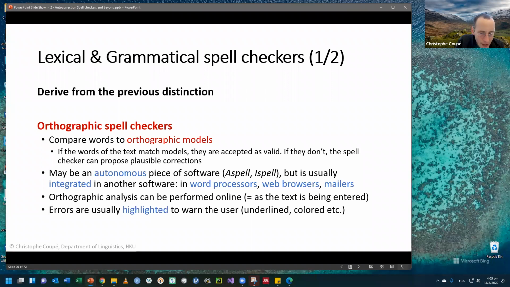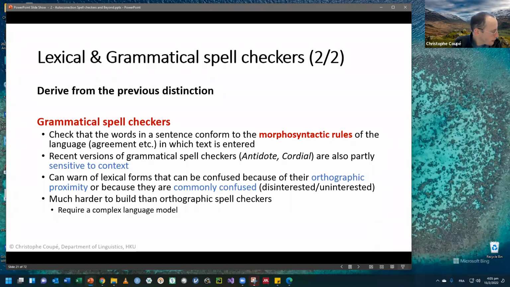And then you have grammatical spell checking, and that's more difficult. You need to check that the words in a sentence conform to the rules of the language. Is your sentence correct? Not only the shapes of the words, but all these words together. Do you have the correct agreements in tense, in number, in gender? Do you write the moon in French, la lune or le lune? If you write le lune, of course, it doesn't work, because the word moon in French is feminine. So grammatical spell checking needs to account for the rules of the language, not only the shapes of the words in isolation.